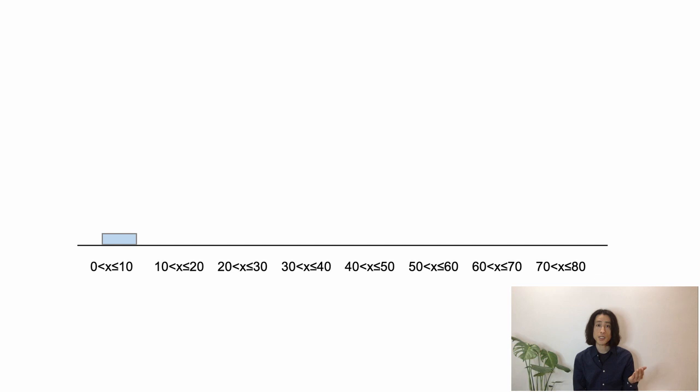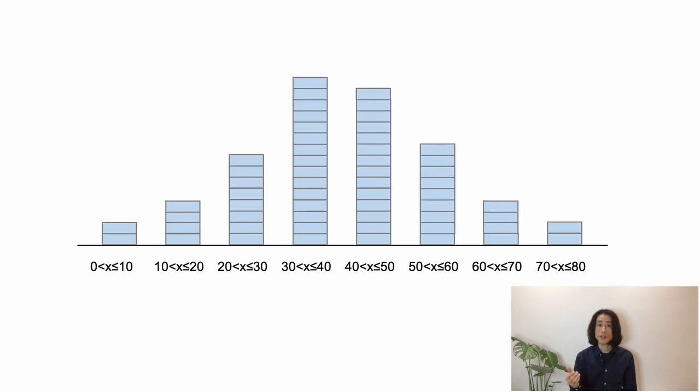If I see a dog that is greater than 10 and less than or equal to 20 kilo, then I will add it to the second category. There should be a few more dogs in this category than the first. If I repeat the process, I should get something that looks like this. As you can see, most of the dogs are somewhere in the middle. These are the Labradors and Collies of the world.